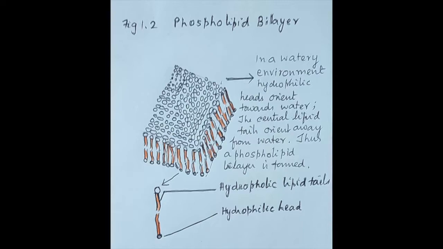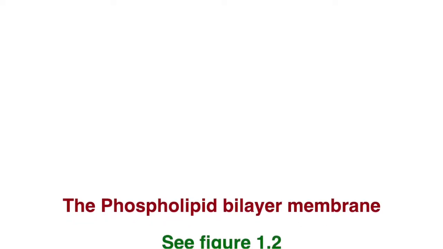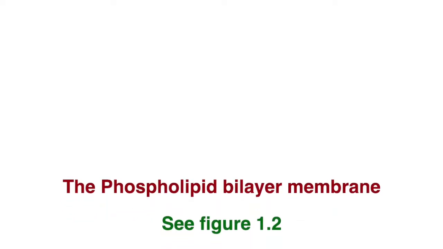This figure 1.2 shows a phospholipid bilayer where the hydrophobic water-repellent lipid layer faces away from the watery environment. Hydrophilic heads orient towards water. See the magnified picture also. The phospholipid bilayer membrane. See figure 1.2 shown earlier.